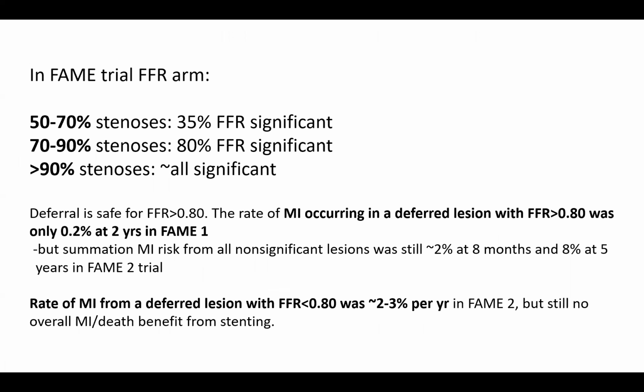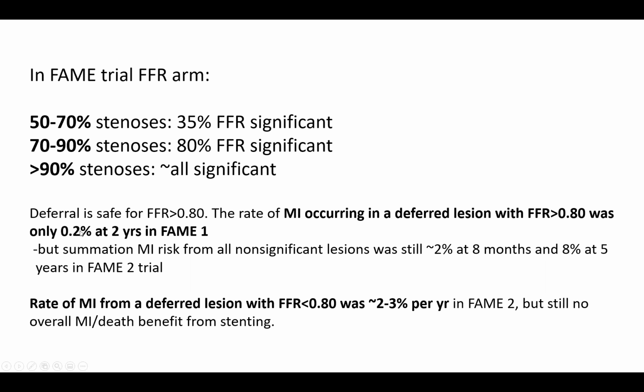Some additional notes that you need to know in the FAME trial, in the FFR arms: of stenoses that are 50 to 70%, 35% of those were significant by FFR. So most of the 50 to 70% stenoses were not hemodynamically significant. And even 20% of stenoses that are 70 to 90% were not hemodynamically significant. Just know those numbers whenever you see a lesion.